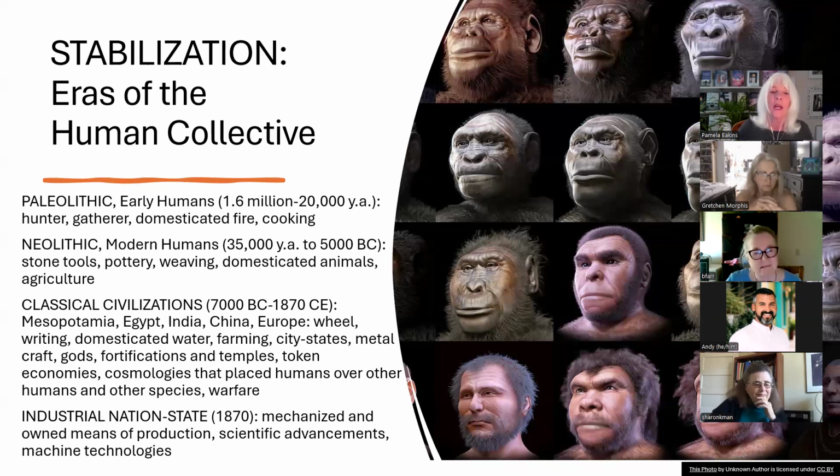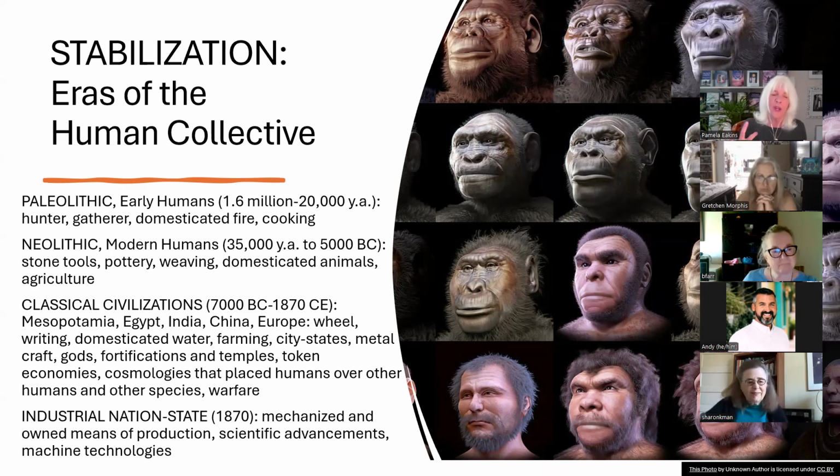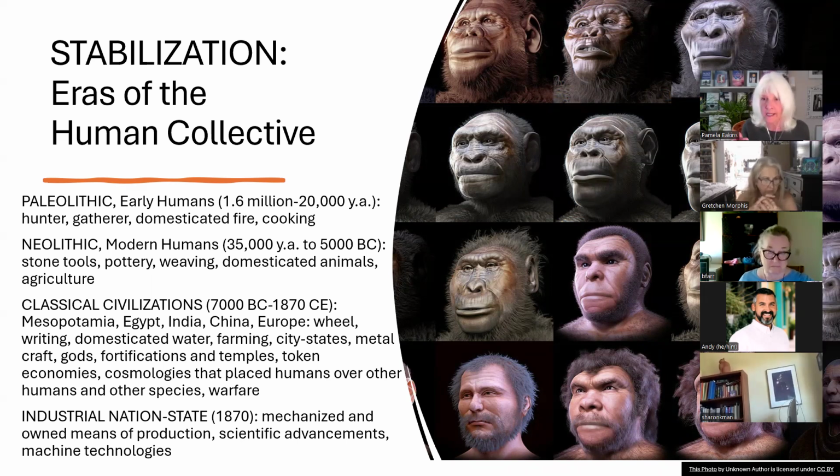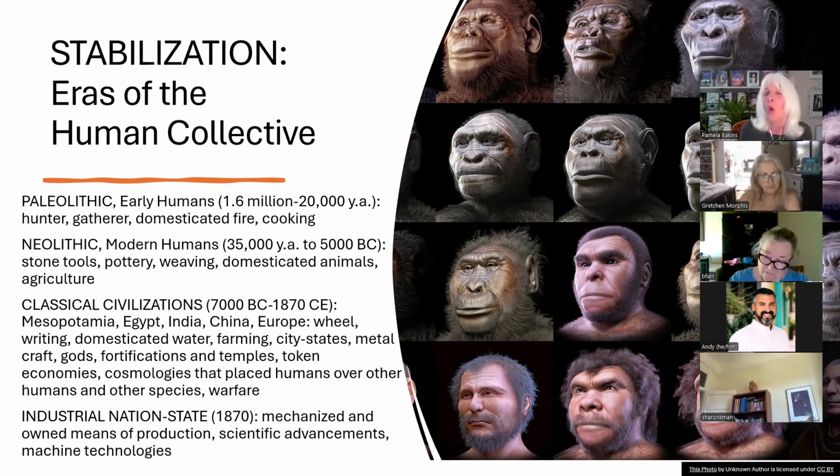Fortifications and temples, and then token economies, money. People start using forms of money. It could be exchange of shells, it could be anything, whatever's considered to be valuable. Gold, it could even be exchange of, well, we won't go into that any further. Cosmologies move into place. Cosmology is stories told. Cosmologies that place humans over other humans begin to emerge, and place humans over other species. So that also emerges during the classical civilizations, as well as organized warfare.